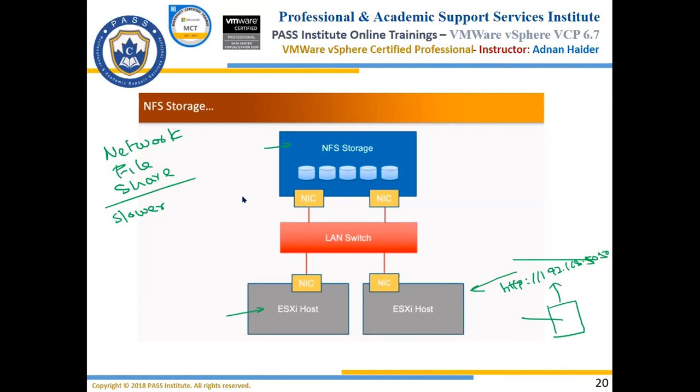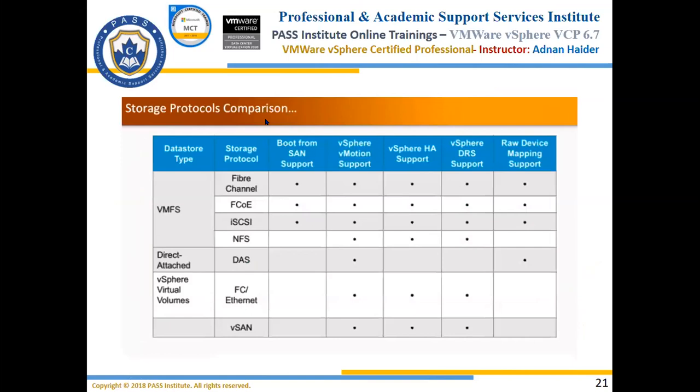Exactly. Okay. Thank you. So right here in this table, we can see the storage protocol comparison. Here we have all these different types of storage. VMFS is the data store where VMs are stored. Remember that when we create our data store, the disk is formatted with VMFS. We learned that in the previous lecture and the one before, VMFS stands for VM file system, where everything is. All these storage types support VMFS. Also DAS can be used, and vSphere Virtual Volumes can be used, and vSAN. So this is just a table for information. There is nothing important here.